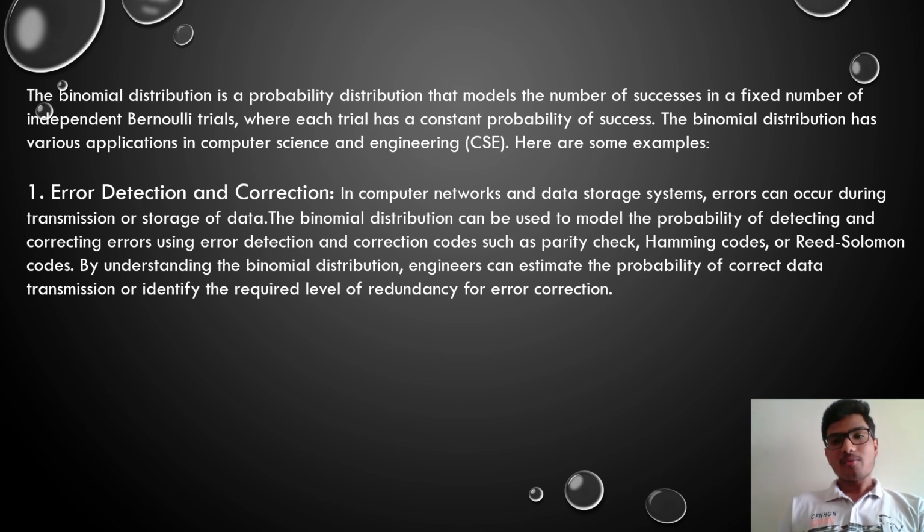The binomial distribution has various applications in CSE fields. Here are some of the examples. First is error detection and correction. As we know, errors can occur during transmission of data or storage of the data. Thus, the binomial distribution can be used to model the probability of detecting and correcting errors using error detection and correction codes such as Parity code, Hamming codes, or Reed-Solomon codes.